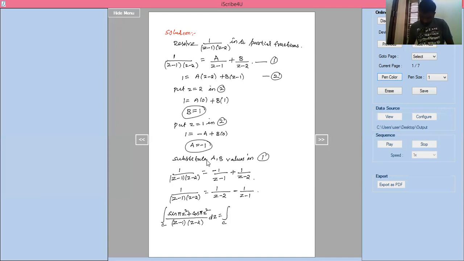Now we'll write integration of c of sin pi z square plus cos pi z square divided by z minus 2 dz, minus integration of c of sin pi z square plus cos pi z square divided by z minus 1 dz. This one I am considering as equation number 3. Complete this equation.